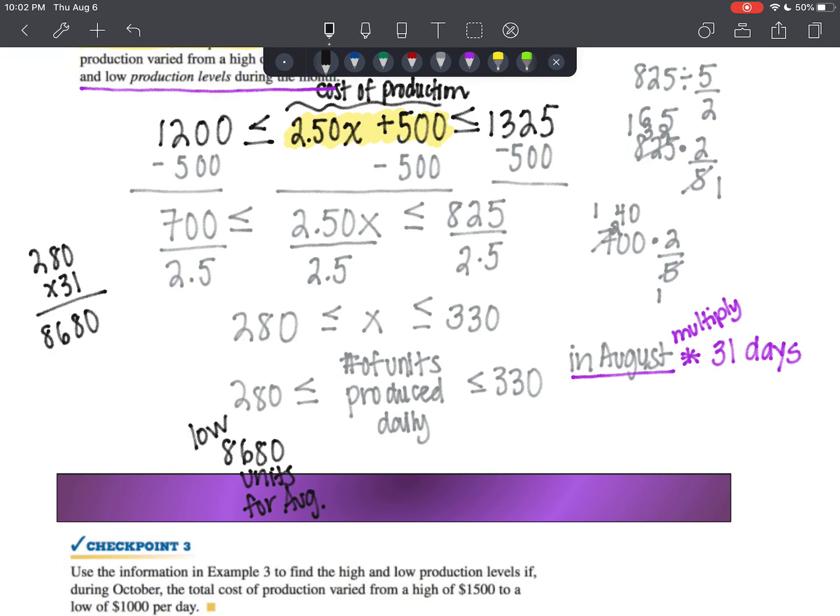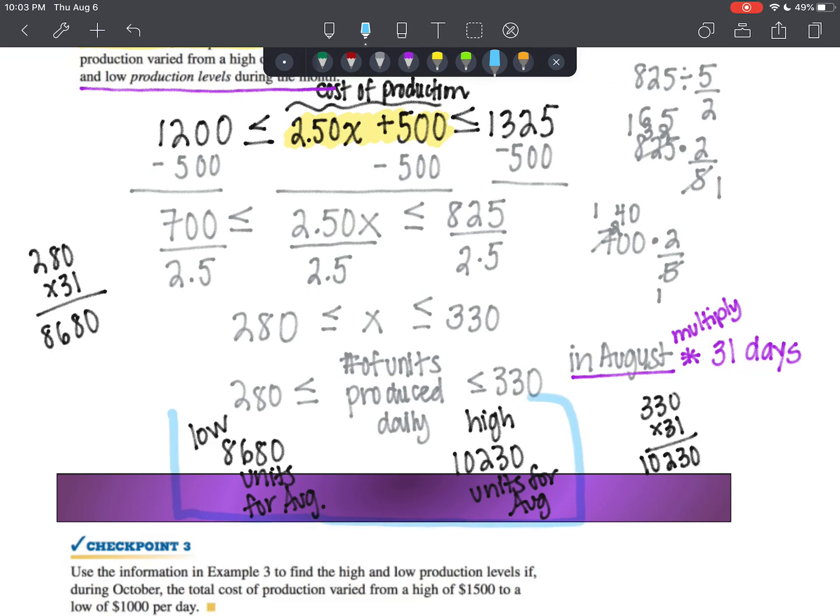That's your low. And then your high is 330 times 31. In a calculator, you get 10,230. So your high is 10,230 units for August. So I'm going to take my highlighter and highlight that answer. That's the high, and that's the low on the left.